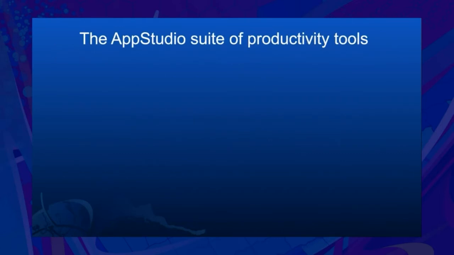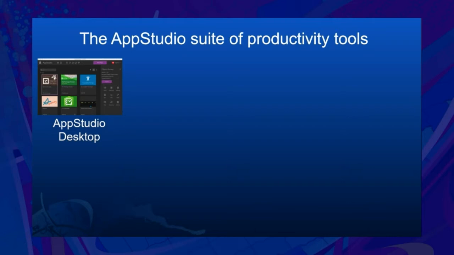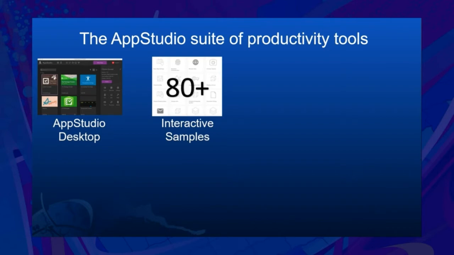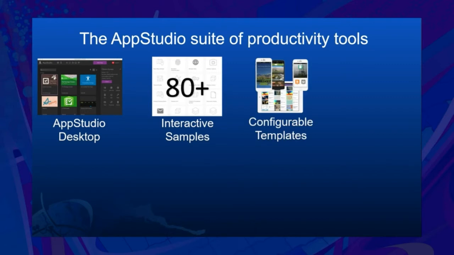AppStudio is not just one tool, it is a suite of productivity tools. We have AppStudio Desktop. This is going to be the main application that you would use. Inside AppStudio Desktop, we have over 80 samples that would show you every single functionality in AppStudio, and you can take a look at the source code of the sample. We have configurable templates. As of today, we have 4 templates. You can rebrand and customize this template with no or little coding and make it your own native app.